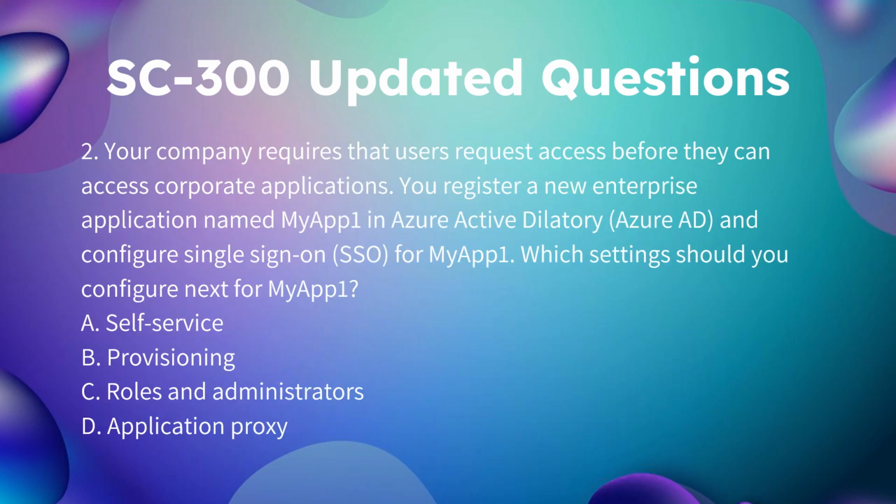2. Your company requires that users request access before they can access corporate applications. You register a new enterprise application named MyApp1 in Azure Active Directory, Azure AD, and configure single sign-on (SSO) for MyApp1. Which settings should you configure next for MyApp1? A. Self-service. B. Provisioning. C. Roles and administrators. D. Application proxy.